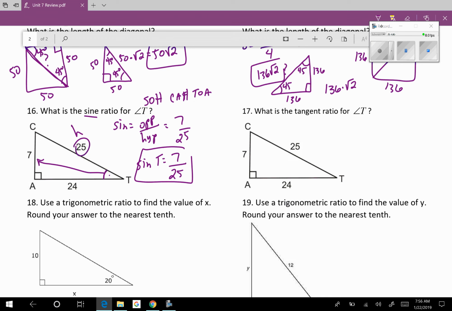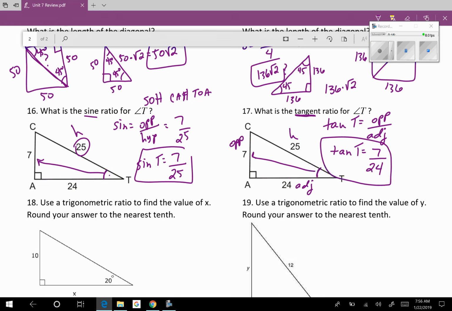All right. Number 17. What is the tangent for t? So tangent. TOA, tangent is opposite over adjacent. So the tangent of t is opposite over adjacent. So go in here, 25 is your hypotenuse, so label that right away. Opposite from t is 7, and so then 24 has to be our adjacent. So tangent of t, opposite over adjacent, so 7 over 24. And again, 7 and 24 don't have any common factors, so that's it.